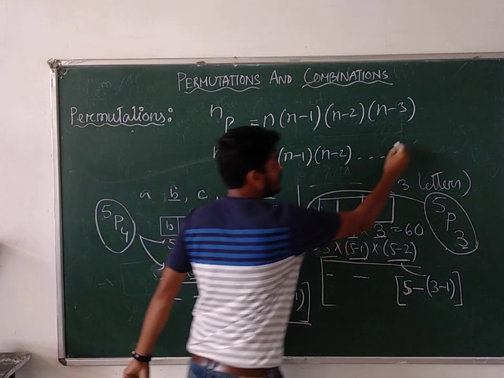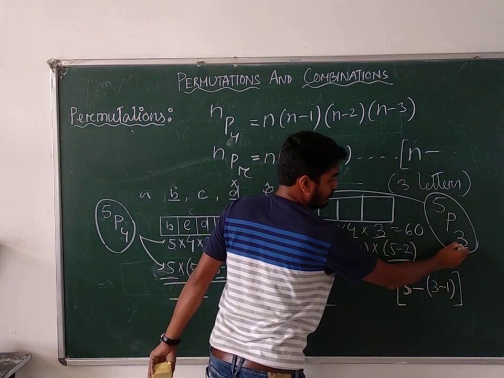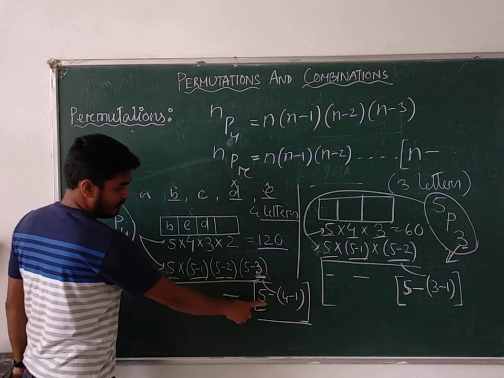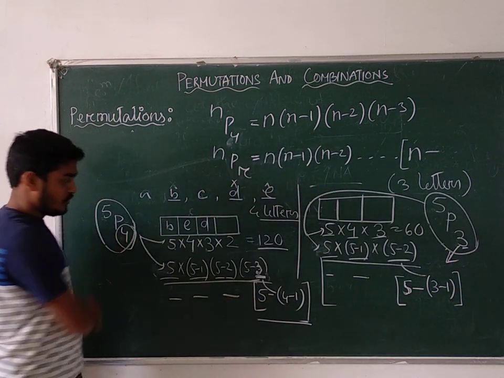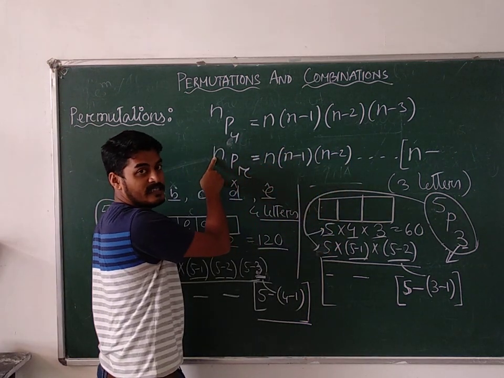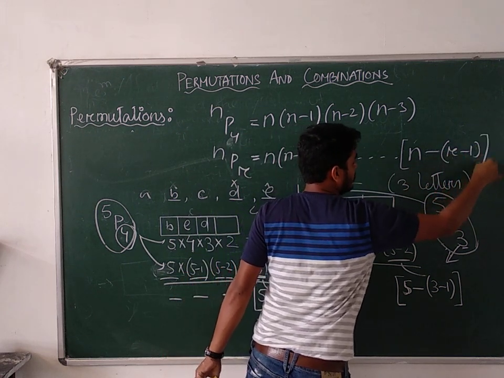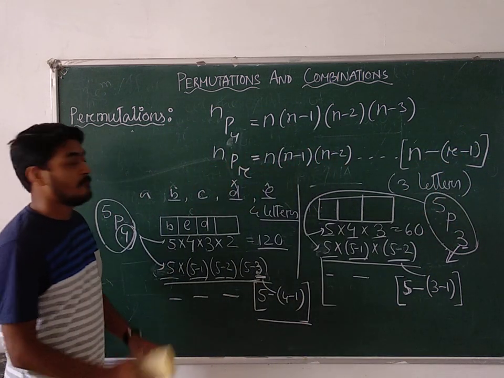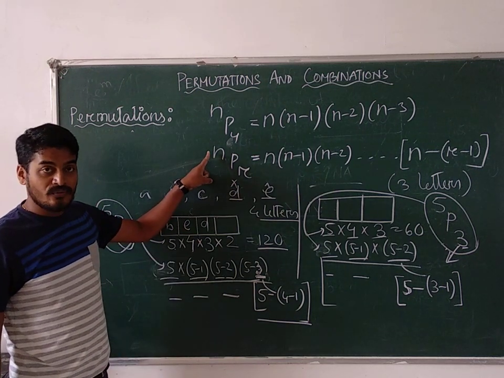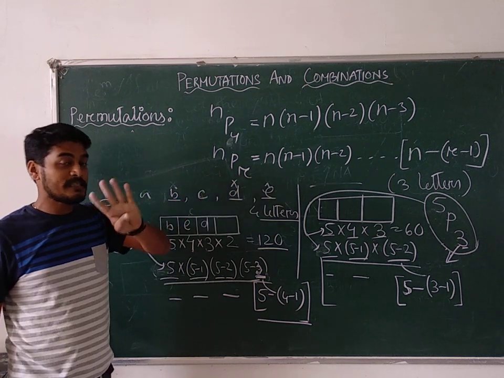But we have the expression for the last one. 5 minus 3 minus 1: here you have to use 3. 5 minus 4 minus 1: here you have to use 4. That's why, if the total number of objects is n, the last term is n minus r minus 1. Am I correct? This is the expression for nPr. n is the total number of objects. Out of n objects, how many objects do you have to use? r objects. A few specific conditions are there.